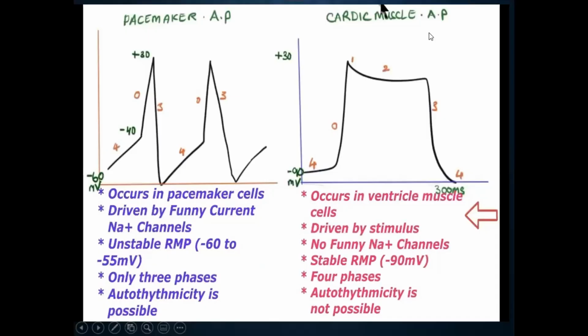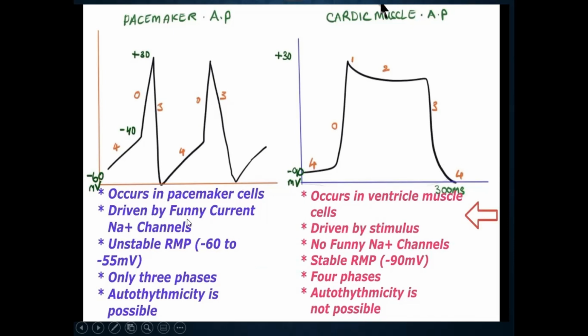So pacemaker action potential versus cardiac action potential: in your cardiac muscle action potential you see phases 0, 1, 2, 3, 4. Here in the pacemaker, only 0, 3, 4: depolarization, repolarization, resting membrane potential. Here in the ventricle, resting membrane potential, depolarization, early repolarization, plateau, and proper repolarization.